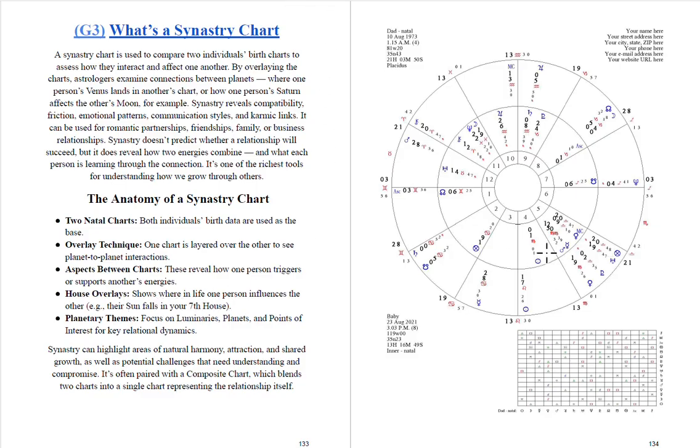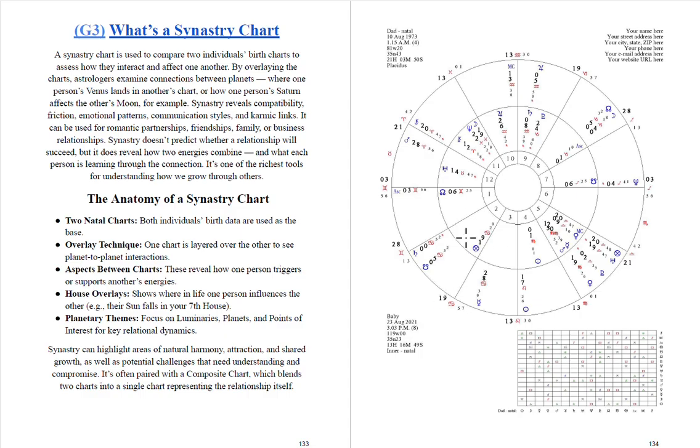Take, for example, here, where this person's natal sun is in this person's 4th house, which could signify deep foundational comfort, a familiarity and a feeling at home with this person. House overlay shows where one person shows up in that other person's life.